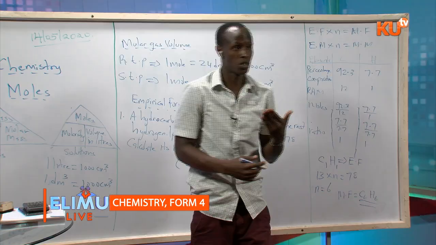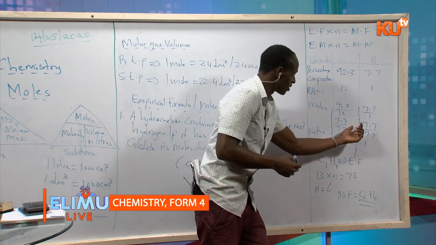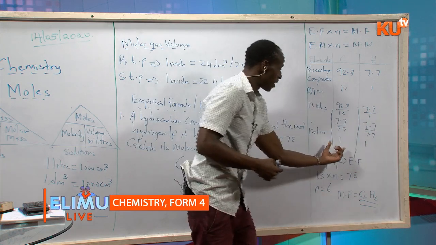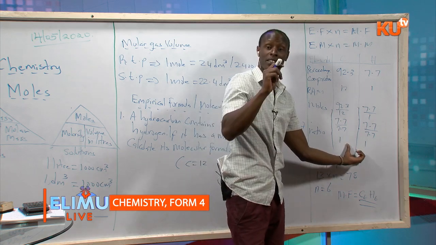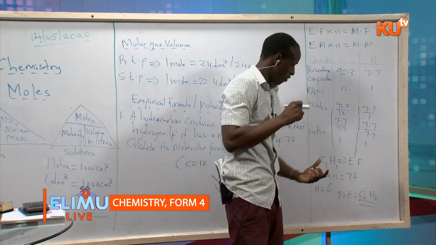When you get the moles, you have to turn them to whole ratio. How do you turn them to whole ratio? You divide by the lowest number of moles. So here it was 7.7 and 7.7. So you just divide and get 1, 1. This ratio gives you the simplest ratio. And we say the simplest ratio is the empirical formula.